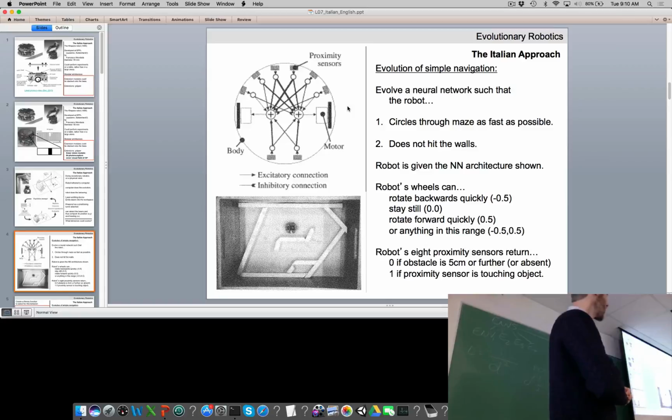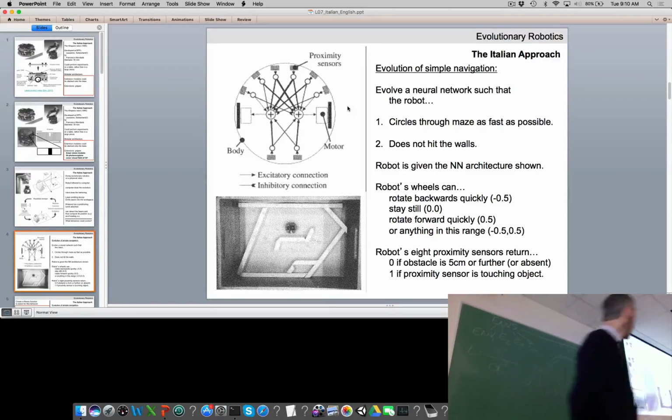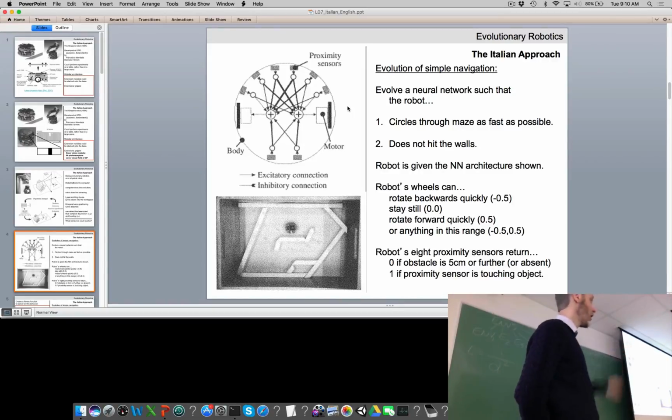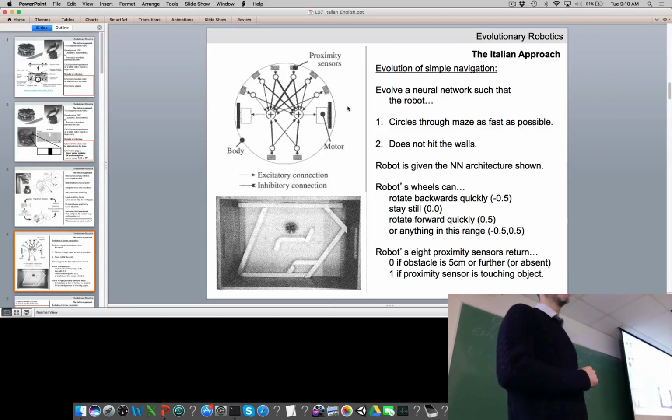Okay, given those sensors and those motors, and that's what we want the robot to do, what's the fitness function? You're going to have to use the 8 numbers, the 8 sensor values, to compute the fitness function. You have the 8 sensor values, and you also have the 2 values arriving at the motors. So you know how fast the wheels are spinning. How would you construct a fitness function for this robot that selects for robots that circle through the maze as quickly as possible and don't hit the walls?